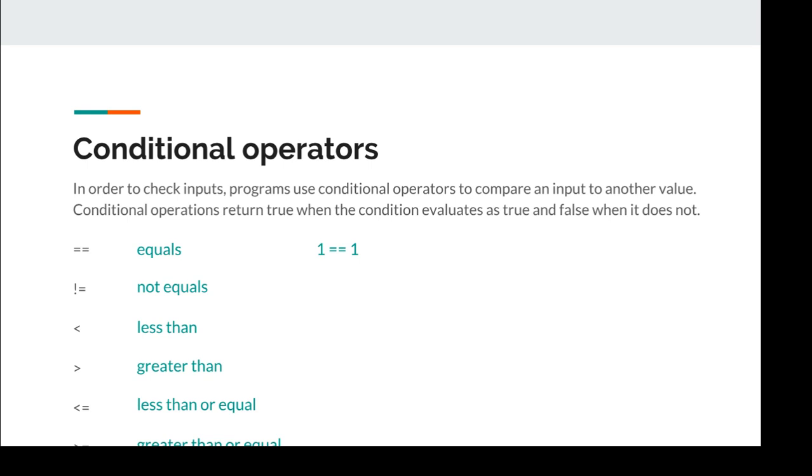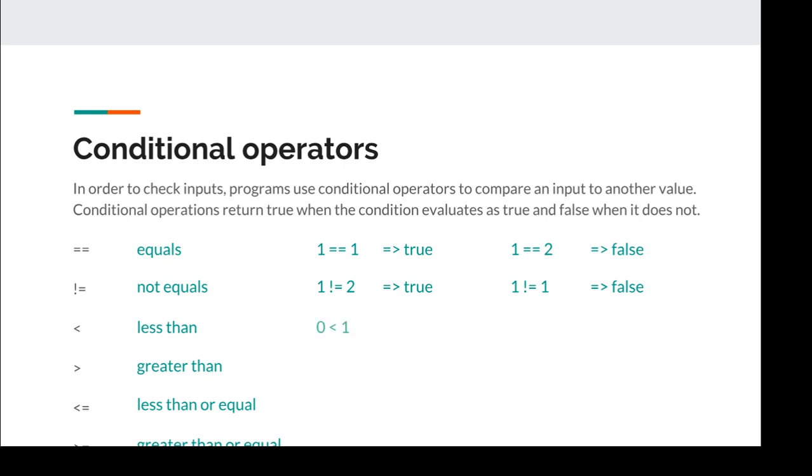Not equals, and the syntax is an exclamation point and an equal sign. That means not equal. So for example, 1 equals 2 will evaluate to false. Not equals: 1 does not equal 2. What will that evaluate to? True, because 1 does not equal 2. And what about 1 does not equal 1? That evaluates to false, because 1 does equal 1. So when we ask the question, 1 does not equal 1, the answer is false.